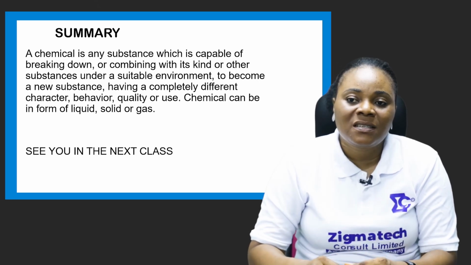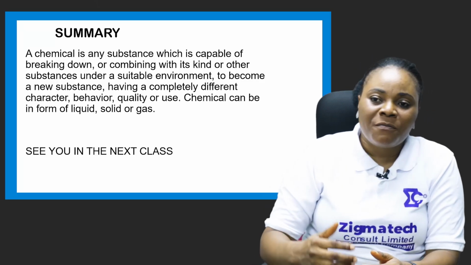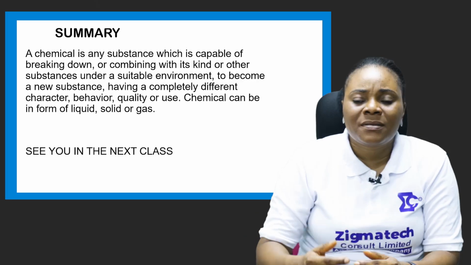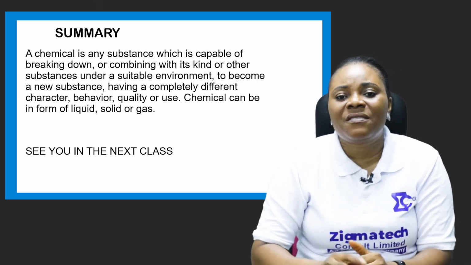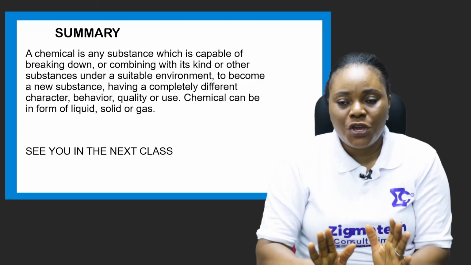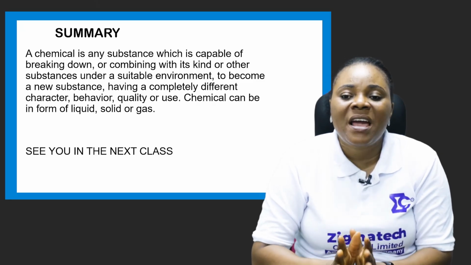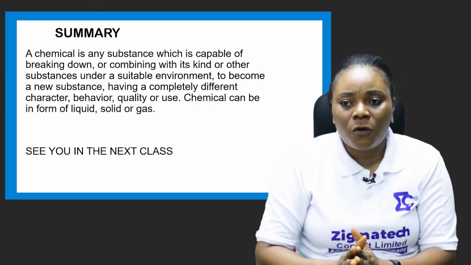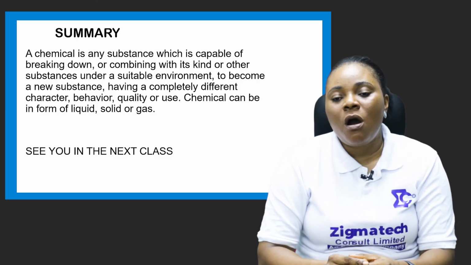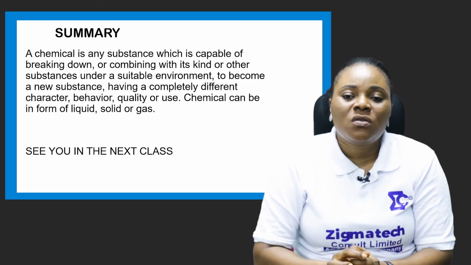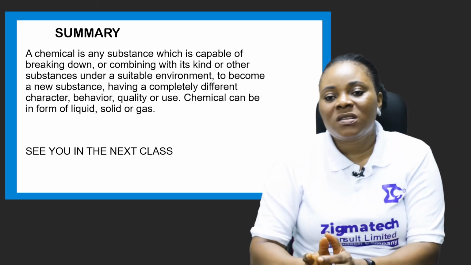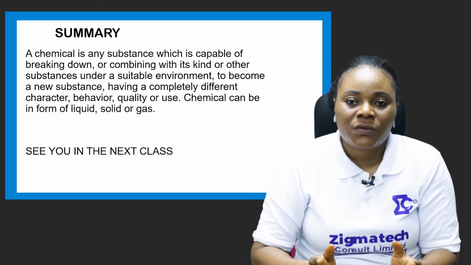It says any substance which is capable of being broken down, combined with its kind or other substances under a suitable environment to become something entirely new, something entirely different from the original form. And we said chemicals can be in form of liquid, solid, or gas. We also looked at the characteristics of chemicals suitable for use and the ones not suitable for use.